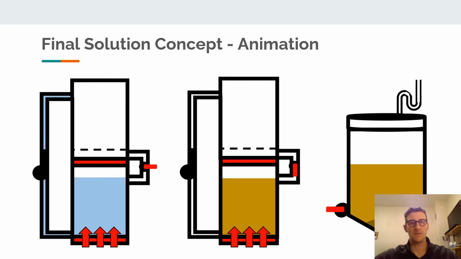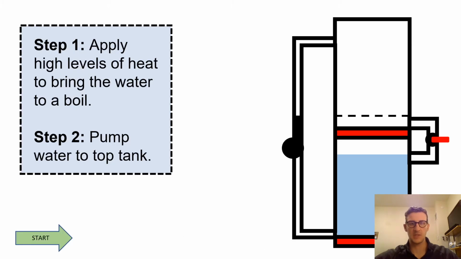And so to get a better view of this and all of the processes that we're looking at within the brewing process, we're going to be quickly going through the animation. And so in the first step, we're going to apply high levels of heat to bring the water in the bottom tank to a boil. And then that water is pumped up to this top tank as shown here.